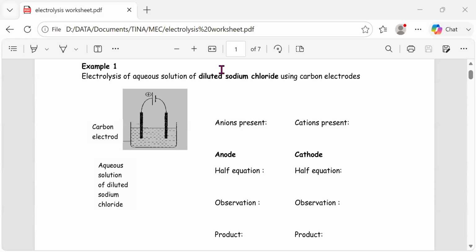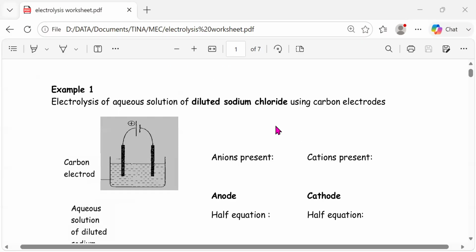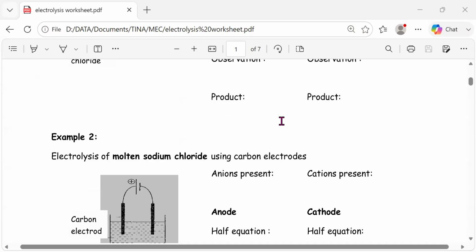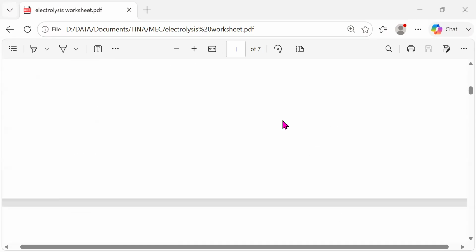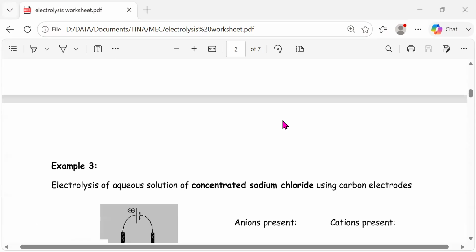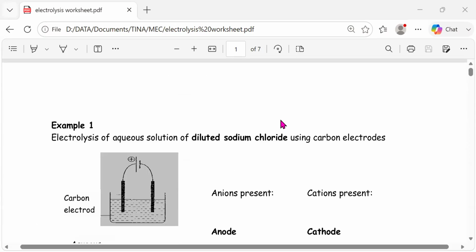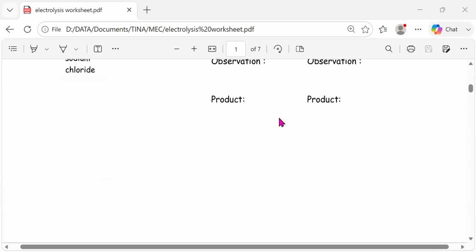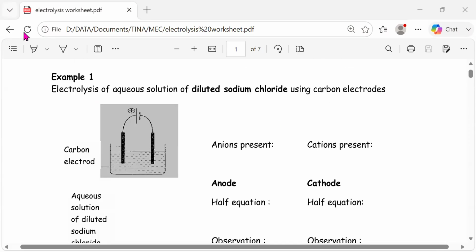Okay, last week we did carbon electrodes, diluted and concentrated and molten. Remember? Okay, so we are going to do a quick recap. Do example one, example two, example three now. Okay, so example one, this is how you do it, like this.